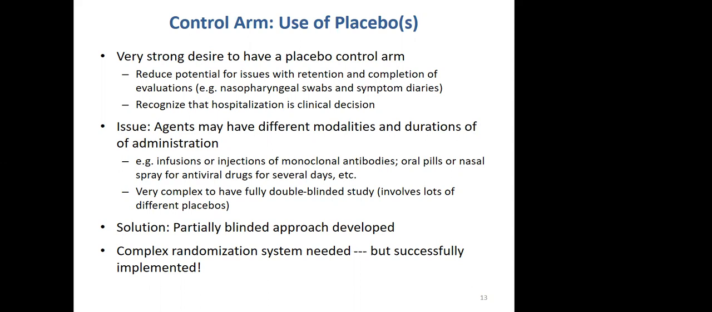So the solution was to use a partially blinded approach. And it's partially blinded in the sense that it does use a placebo, and participants don't know if they're receiving a placebo or an active agent, but you don't have some participants taking lots of placebos. And the way we achieved this was through quite a complex randomization system, which you'll see is somewhat complicated, but it can be successfully implemented. And we worked with PPD, and they did a great job at developing this system.